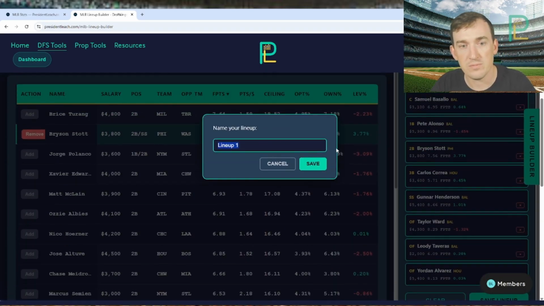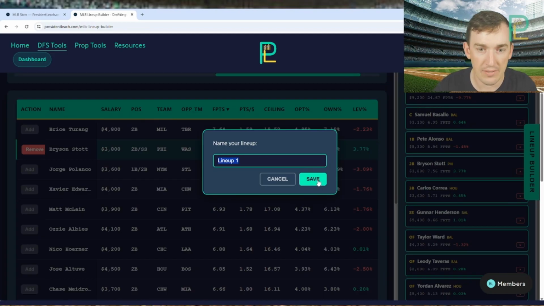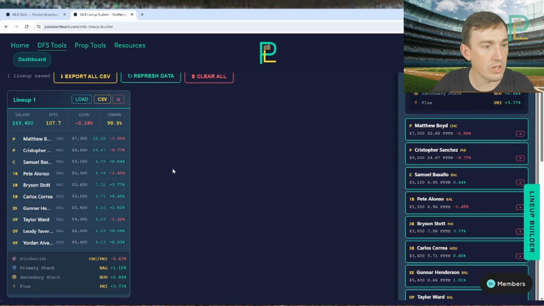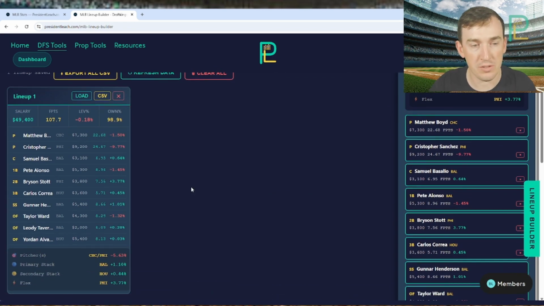So what you can do, you can save that lineup, whatever you want it to be, and your lineups will get saved here, and you can compare lineups over time. So if you want to build out a few and kind of compare them side by side, and I wouldn't be too caught up on this total number here.